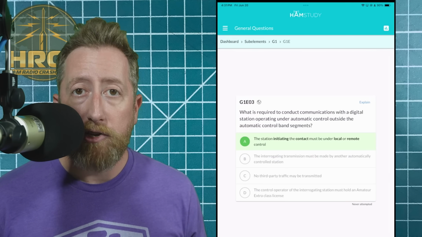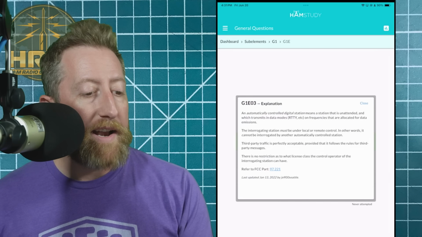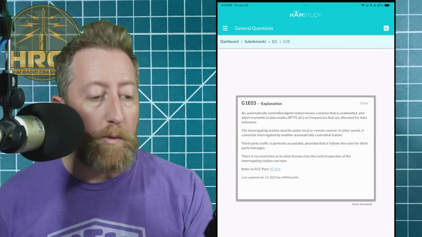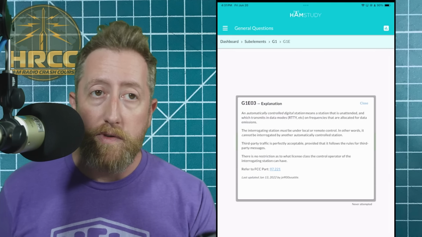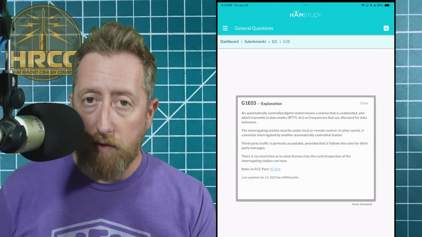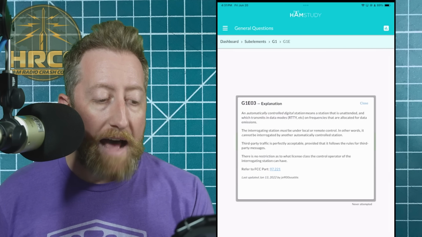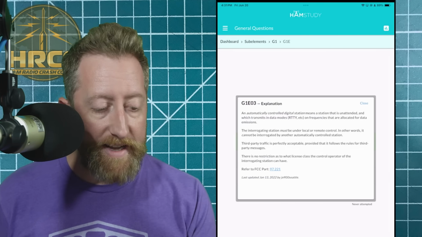Do you need an explanation? Let's see what it says. An automatic control digital station means a station that is unattended and which transmits in data modes. And they're using RTTY, radio teletype, as an example, which is a digital mode, on frequencies that are allocated for data emission. So they're in the right space.